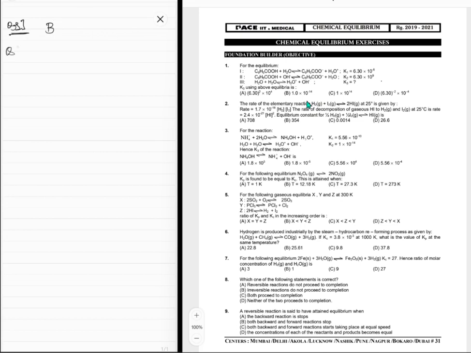Okay, question number 2. This is B. Question number 2: the rate of the elementary reaction is given by this thing. The rate of decomposition of gaseous HI to H2 and I2. Equilibrium constant for half H2. Okay, I understand what's happening.